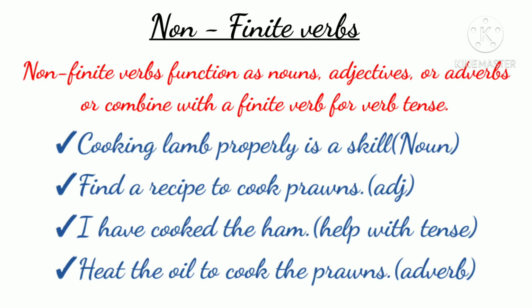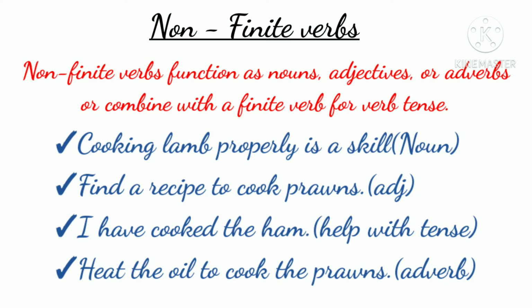Non-finite verbs function as nouns, adjectives or adverbs, or combine with a finite verb for a verb tense. Some examples: Cooking lamb properly is a skill. Here cooking is a gerund which acts as a noun. Find a recipe to cook prawns. To cook is an infinitive which acts as an adjective. I have cooked the ham. Here cooked is a past participle which helps with tense.